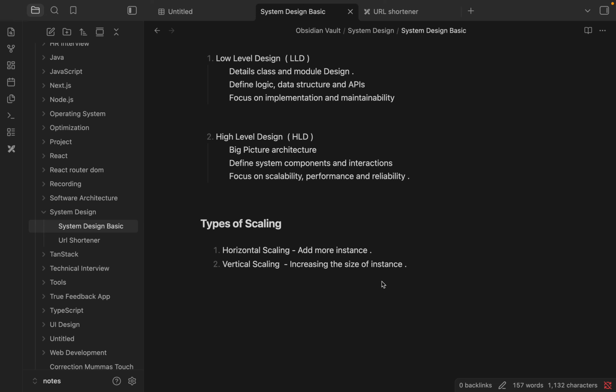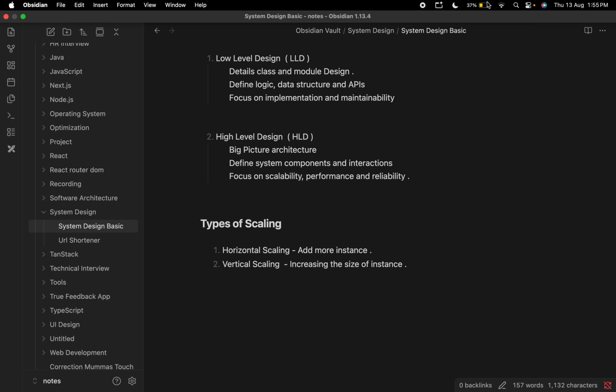These are the basic things that come under system design. In the next video we will talk about the URL shortener system design and how a URL shortener works. It is also a small part of system design, not a big part. So we start from a small topic and see how it reacts and responds when the user clicks it.